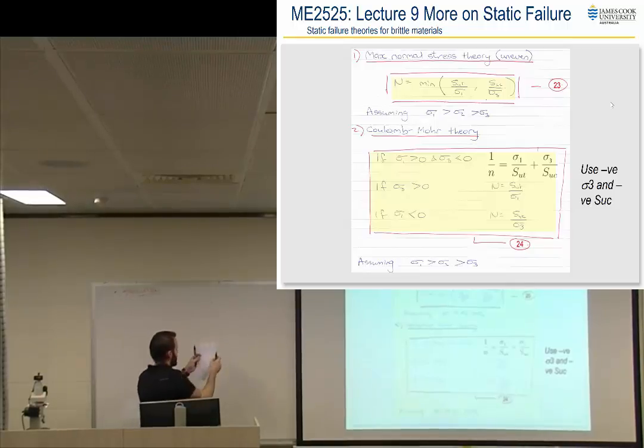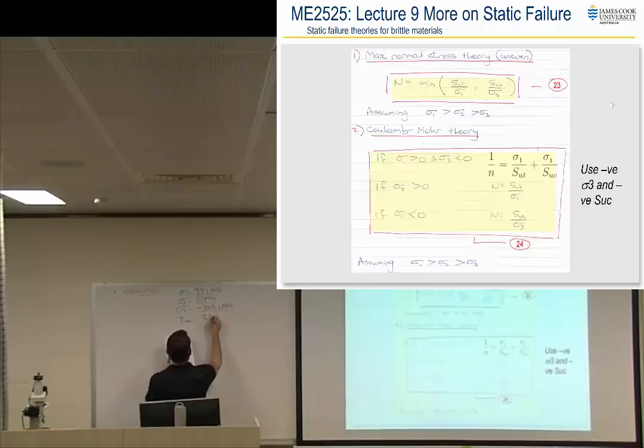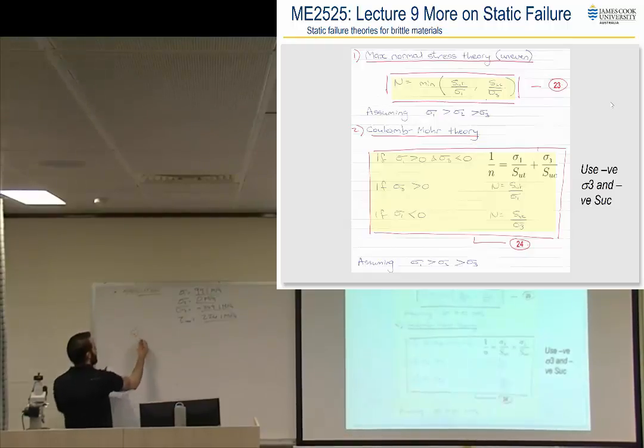Alright, so in our solution, let's do the first thing. You've got more circles than all the rest of it, I'm sure. Alright, what do we get? Sigma 1? 99.1 megapascals. Excellent. What about sigma 2? 0 megapascals. Sigma 3? Excellent. Do you want to do tau max? Oh, we need it for this, but we might as well. 224.1 megapascals. Excellent.